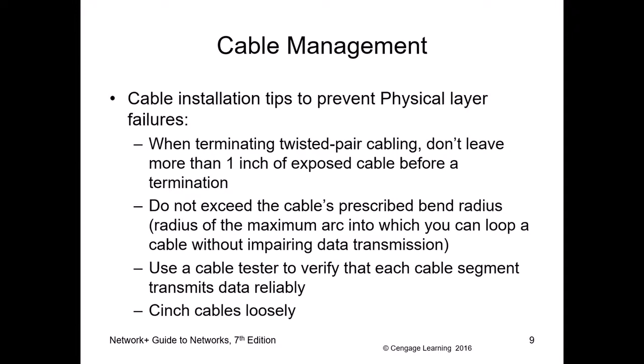All right, some cable installation tips to prevent physical layer failures. So please write this down. When you're terminating the twisted pair cable, don't leave more than 1 inch exposed of the cable before termination, because the cables, as we will discuss in a later chapter, are twisted so you can eliminate electromagnetic interference. Don't unwind them too much, because then the connection will fail, because data will get corrupted just before you even send it at that end.